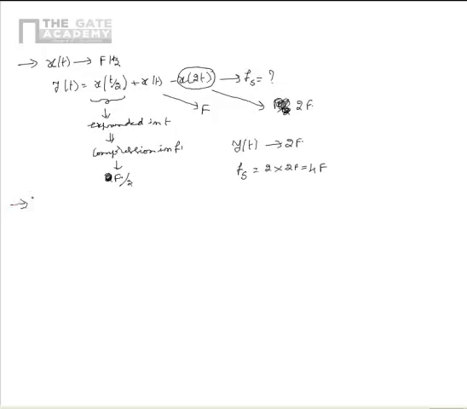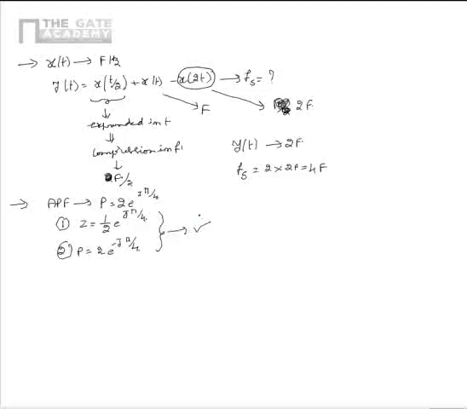Now let us consider another problem, as per which it is given that there is an all pass filter which has a pole at 2 into e power j pi by 4. There are two statements given related to the all pass filter. As per statement 1, there is a zero at half into e power j pi by 4, and there is a pole at 2 into e power minus j pi by 4. We need to find the correctness of these two statements.